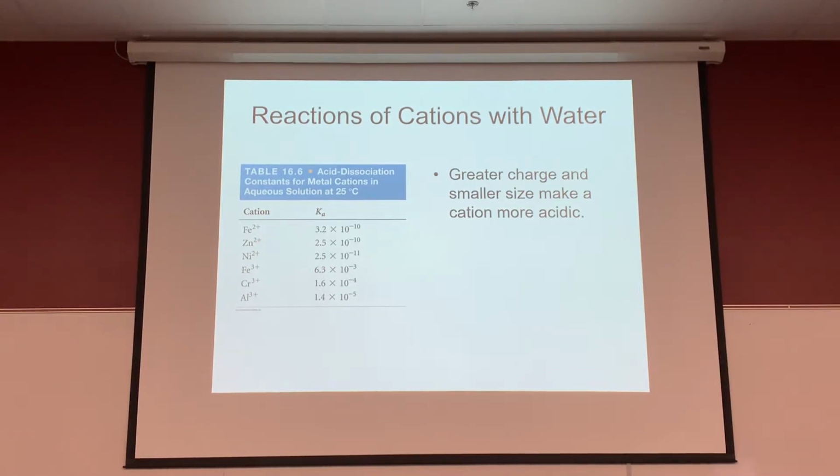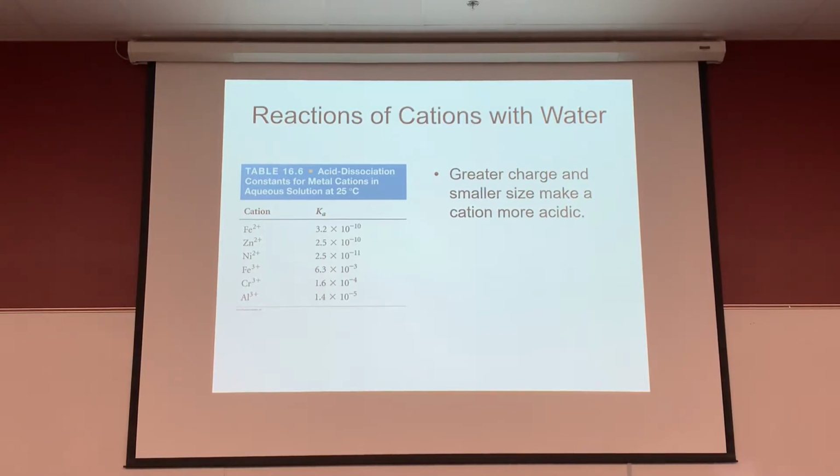So larger charge, like aluminum 3 plus, there's iron 3 plus, iron 2 plus. The iron 3 plus has got a larger charge, it's got a stronger Ka. When you're looking at the size of the atom, that's also going to play a role as well. So keep that in mind.